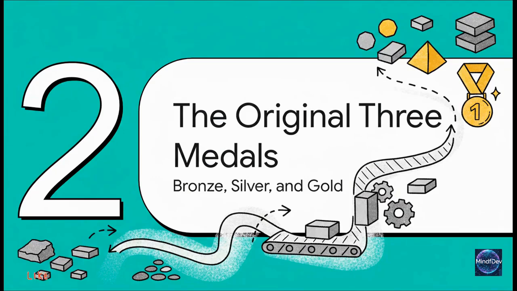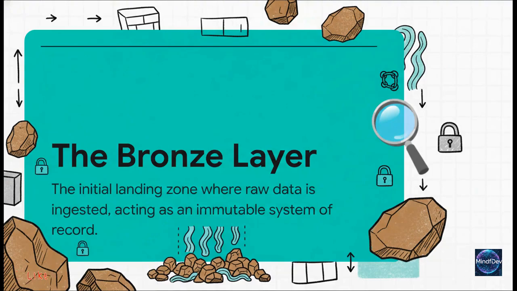Okay, so let's break down the classic three-tiered approach that really is the foundation of this whole model. The best way to think about it is like a journey, taking a raw material and turning it into a beautiful, finished product. So everything kicks off in the bronze layer. This is like the raw ore, captured exactly as it showed up from the source systems, warts and all. It's that first landing zone, and its number one job is to be an unchangeable historical archive.